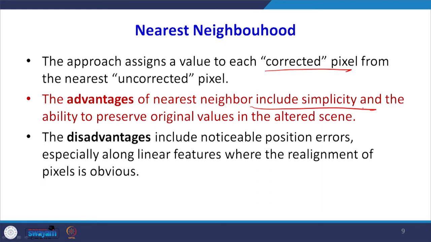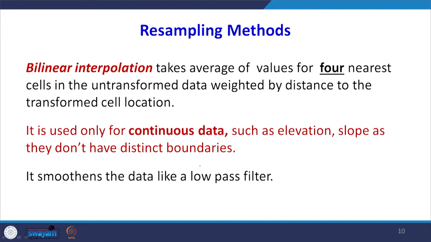But the disadvantage is also there for this particular method, and the disadvantage is noticeable positional error, especially along the linear features. So linear features become blocky because of the realignment of the pixels. The linear feature will not appear linear to us, but will appear in a stepped kind of format. So that is the disadvantage of this method. So let us see what the other methods are doing.